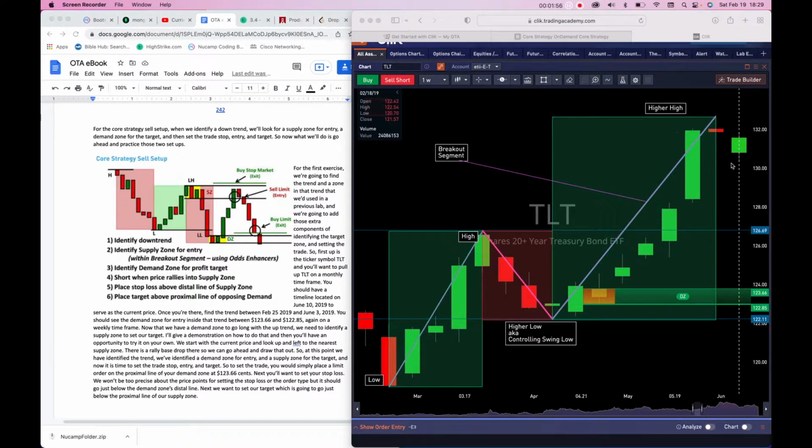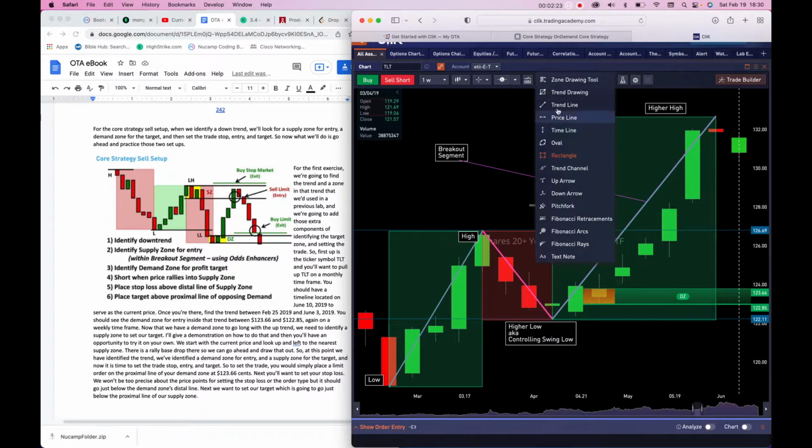So again, with the 5-step zoning process, we always start here at current price and we look up and left, okay? And what we're doing is we're looking for one of the basic formations in order to identify a supply zone. You would either be looking for a drop-based drop or a rally-based drop. So we have a rally-based drop supply zone here. I had already previously drawn this out.